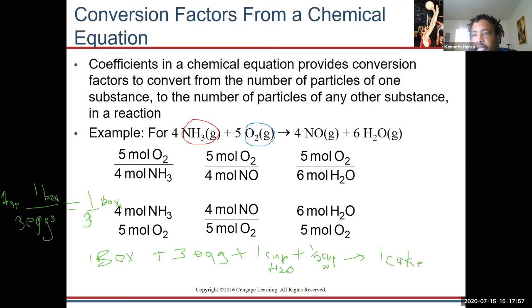How much water am I going to need? So I have 1 egg. What is the ratio between eggs and water? A third of a cup of water. It's going to be also a third of a cup. So it's going to be 1 cup to 3 eggs. My eggs are going to cancel out. And then I'm just going to be left with 1/3 of a cup of water.